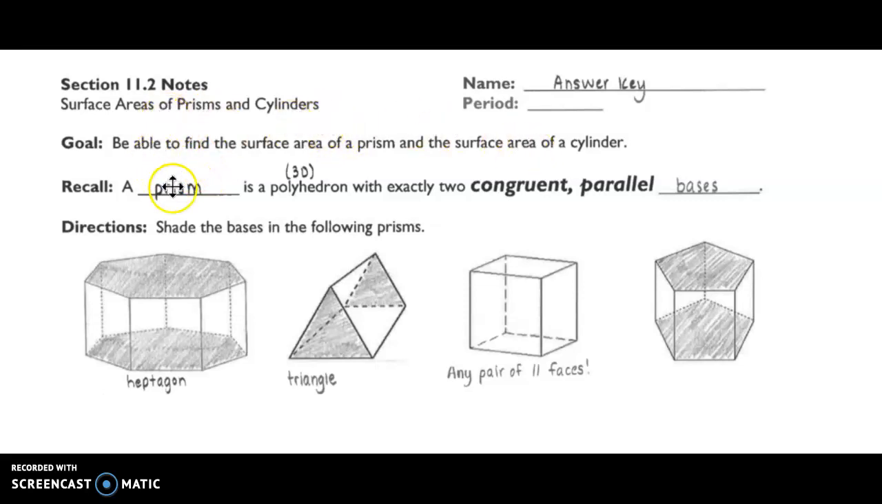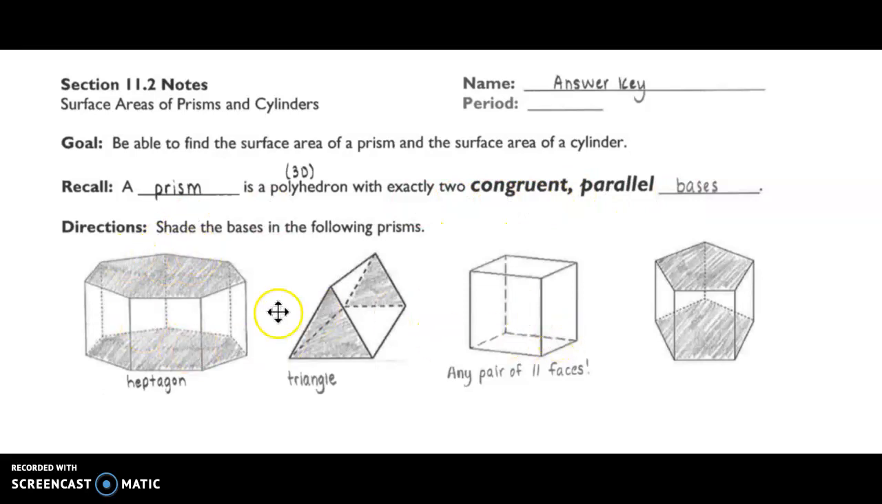All right, so a prism is a polyhedron, meaning it is a three-dimensional object, right? Meaning that it has volume. You can fill it up with water or sand or whatever. And so it has two congruent parallel bases.